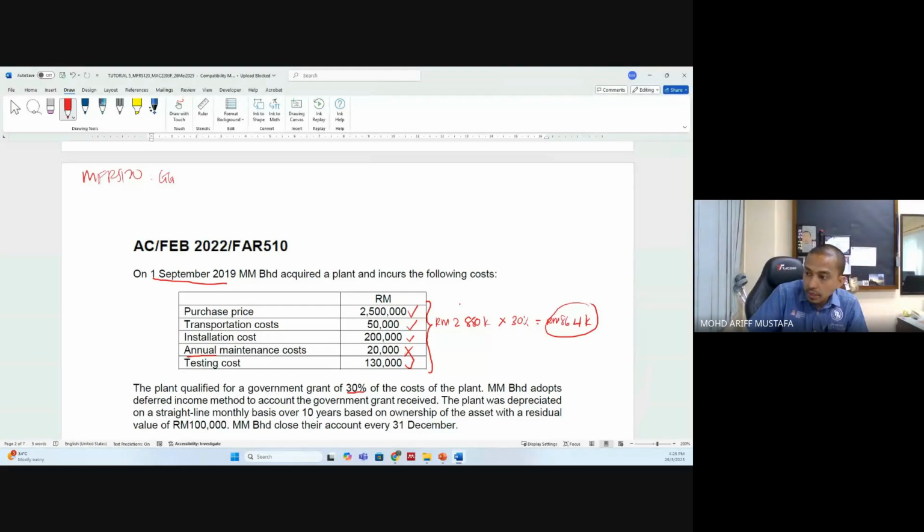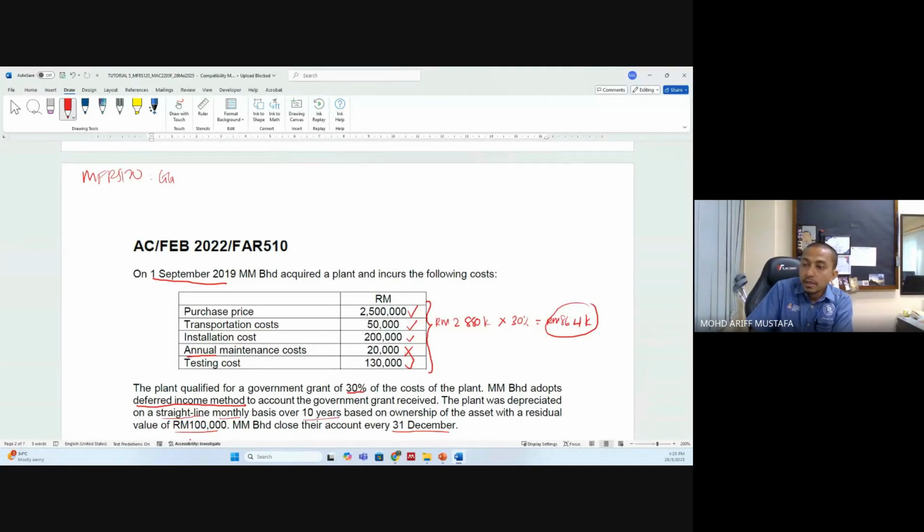Next, adopt the deferred income method. So we are doing the deferred income method to account for the government grant received. Again, there are two methods: the write-off against asset method and the deferred income method. For deferred income, we have to record this 864,000 as deferred income, which is categorized as a liability. So that accounts for the government grant received. The plant was depreciated straight line on a monthly basis over 10 years with a residual value of 100,000. The company closes its accounts every 31st December.